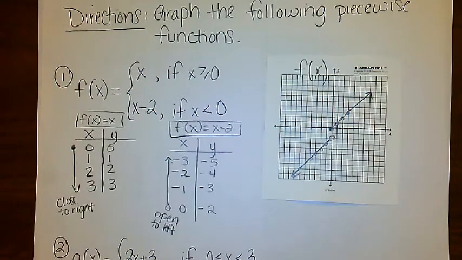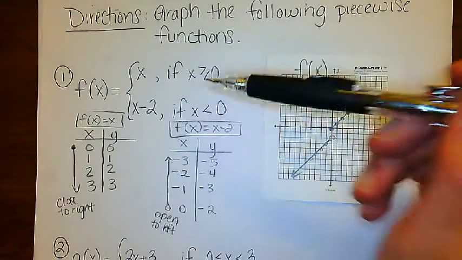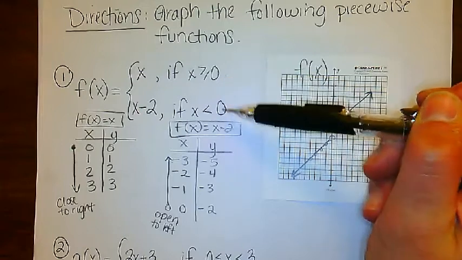For the first one, we have f of x equals x if x is greater than or equal to 0, and f of x equals x minus 2 if x is less than 0. Just to refresh you on piecewise functions: piecewise means that we have multiple functions and we're putting them together, and then we give you specific parameters based on the domain.